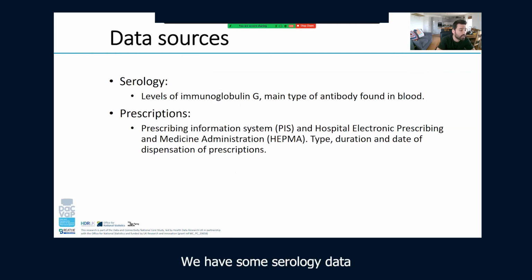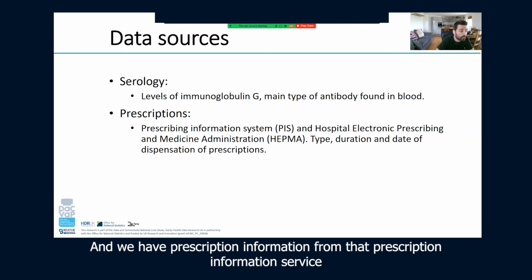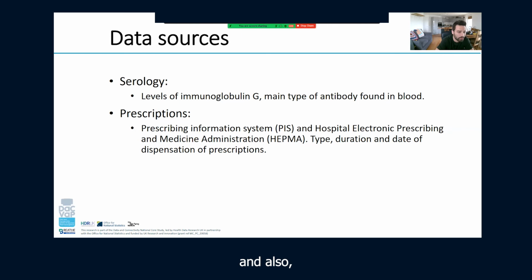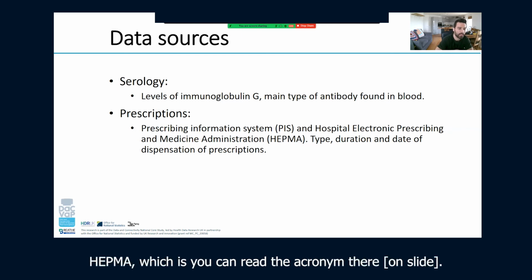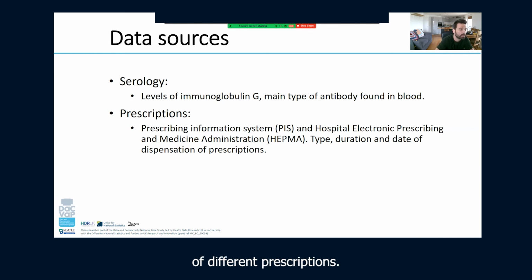We have some serology data, and the main measurement we get from that is the levels of immunoglobulin G, which is the main type of antibody found in blood, and that tells us how well your immune system has mounted a defense against COVID-19. And we have prescription information from the Prescribing Information System, and also HEPMA, which tells us the type, duration, and date of dispensation of different prescriptions.